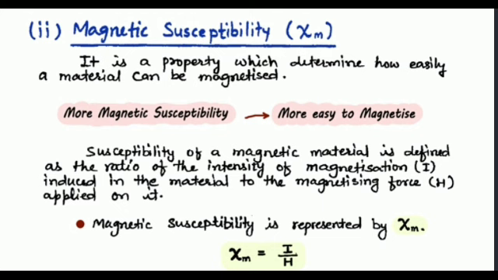Here, the intensity of magnetization is denoted by M vector also. It is a dimensionless quantity, so no dimension for an isotropic medium.